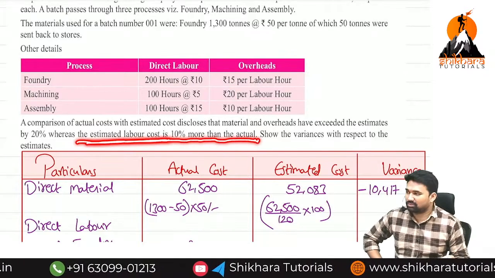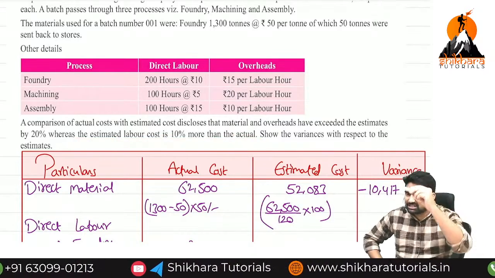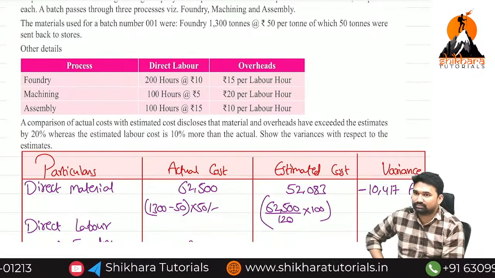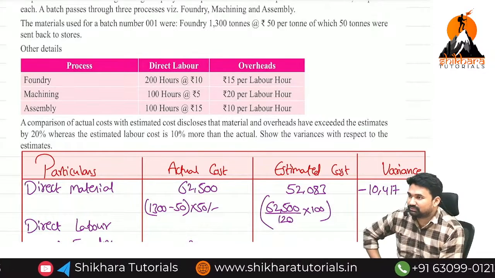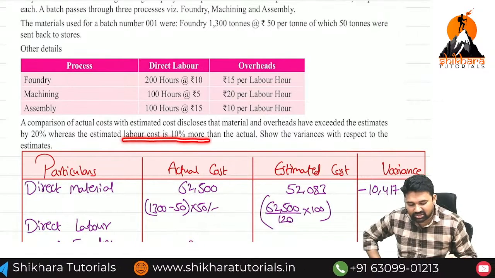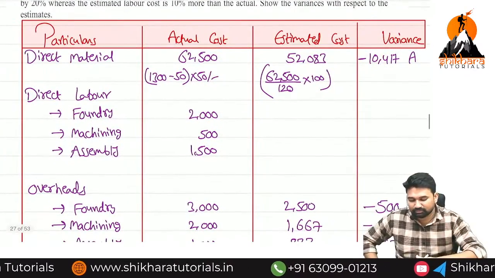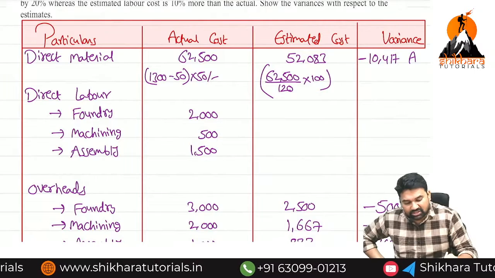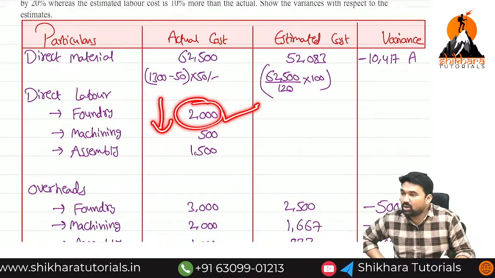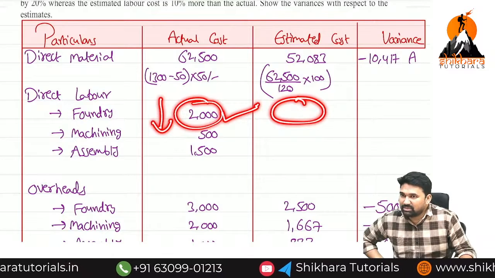So estimate is more, not actual. In other words, actual cost is less. Actual cost is less, estimate is more. That means favorable situation. So labor cost is 10% more than the actual. So the variances he is asking, listen carefully. This 2000 is the actual cost. This actual cost is lower than estimated cost.